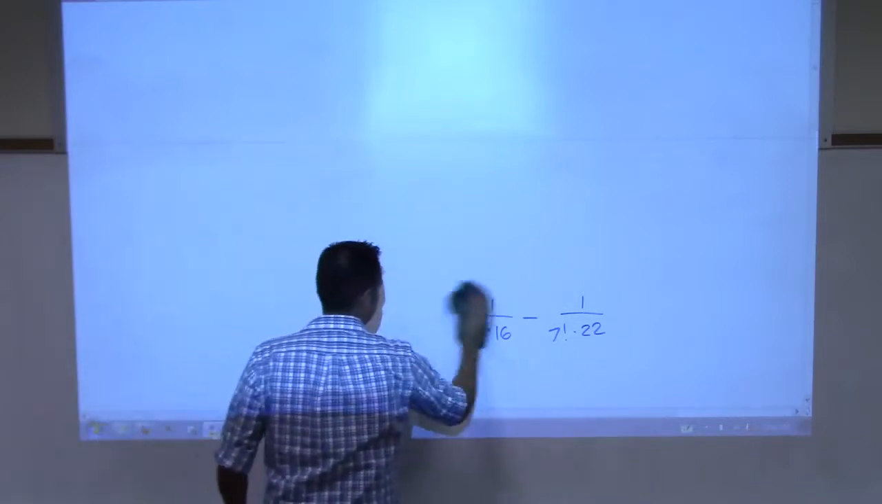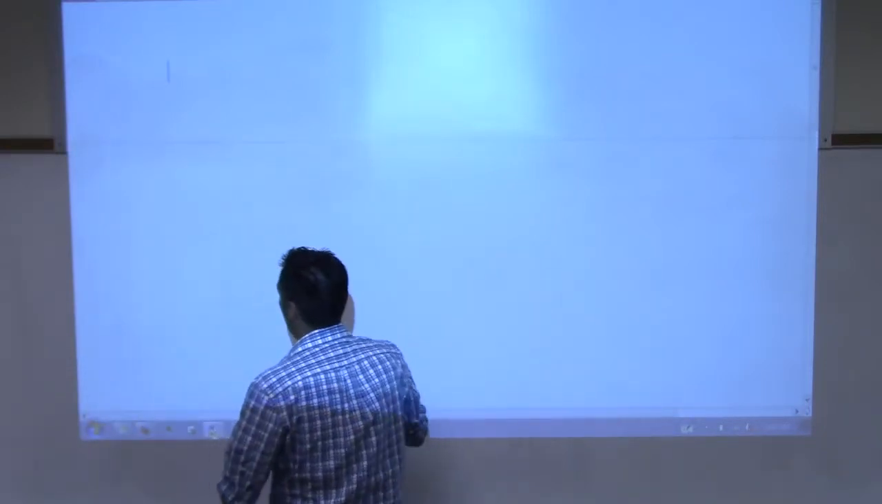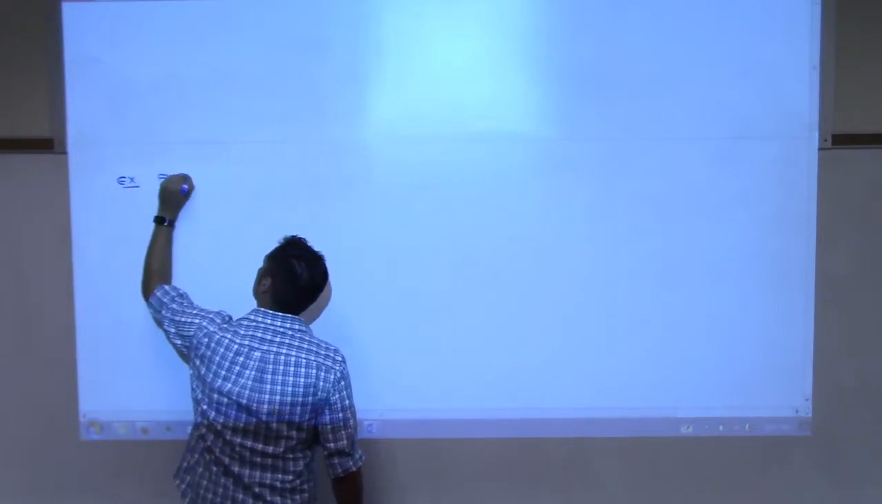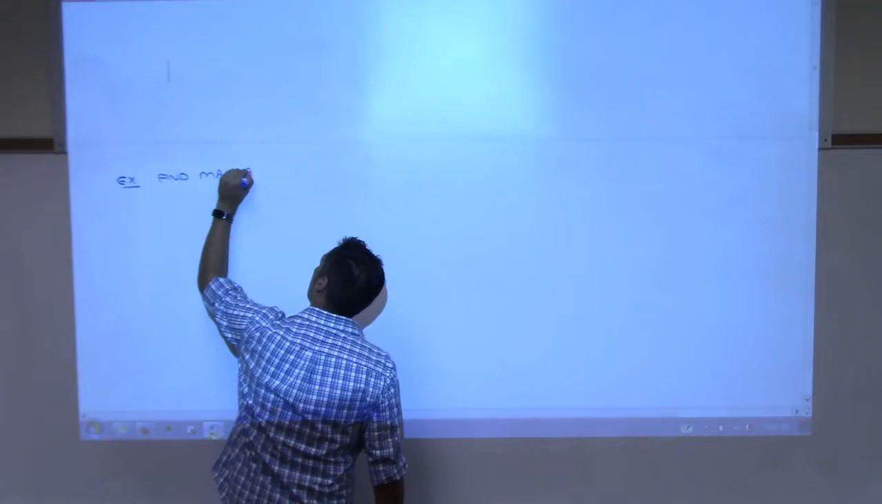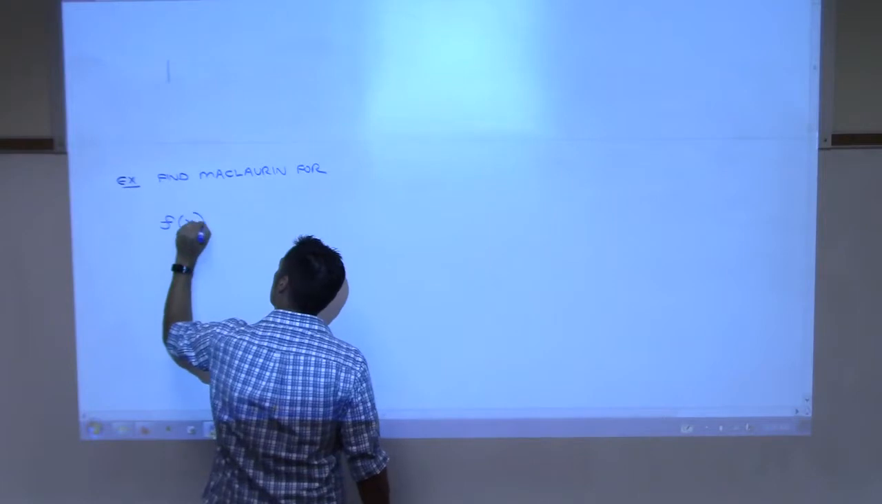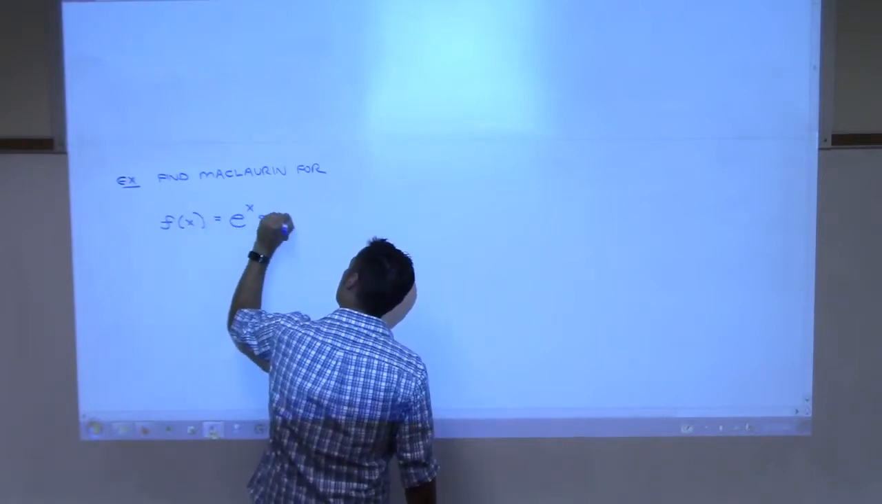All right. Let's try this one. Find the Maclaurin series for f of x equals e to the x sine x.